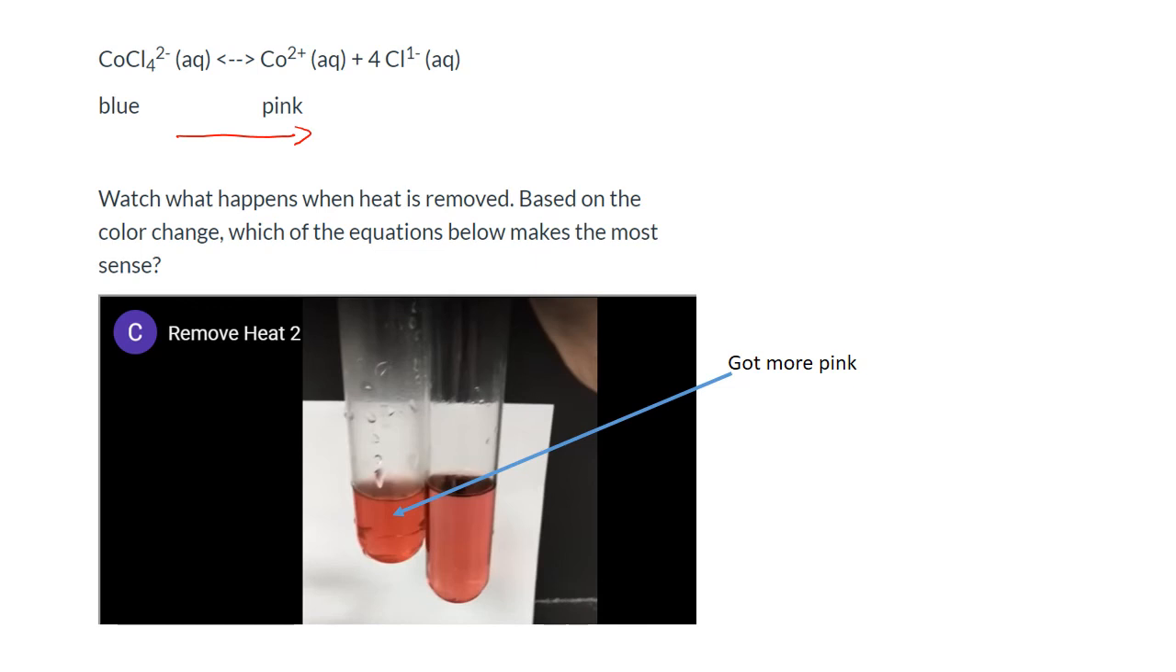If heat was over here, let's rotate, then removing it would make it shift reverse towards the heat. So you can kind of guess and check on this one. Look at both of them, think about what would happen. If heat's on the product side, then removing it would make this shift forwards, which is what we saw happen here. So putting it on the product side is the one that makes most sense.